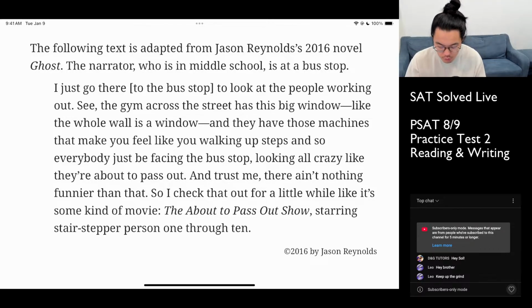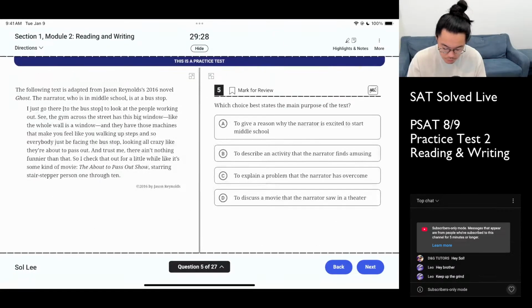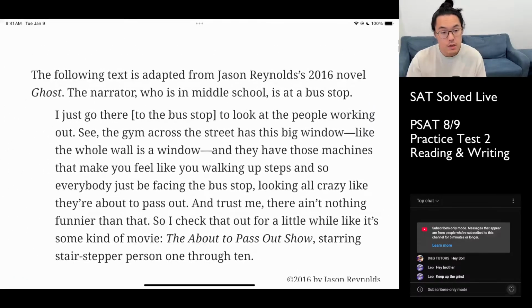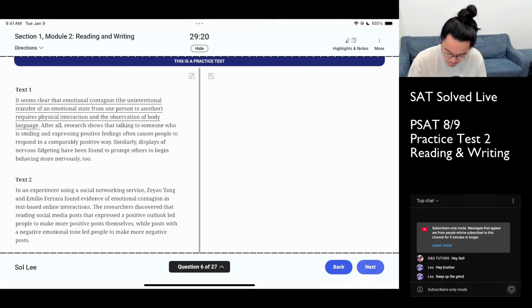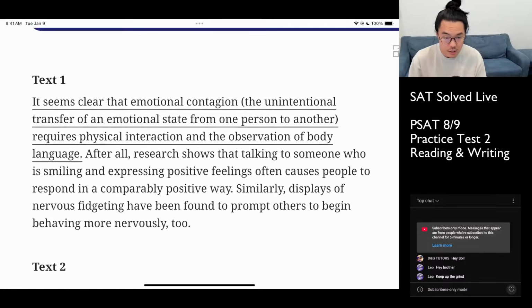So I checked that out for a little while, like some kind of movie, the About to Pass Out show, starring Stair Stepper Person 1 through 10, which is kind of funny. The purpose is gonna be to illustrate a scene that the main character is seeing, to describe an activity. Perfect. He is finding it amusing, by the way, which I didn't say in my prediction, but yes, he thinks it's funny.